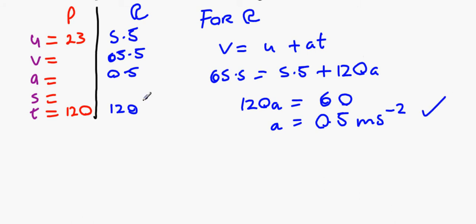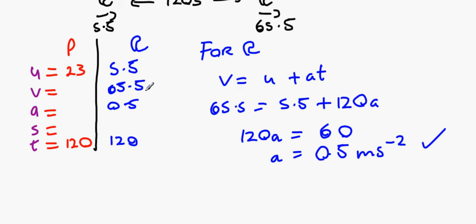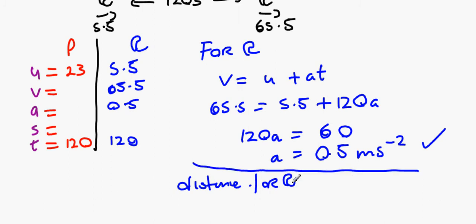If we need more information about P, the only shared variable is S, because remember, S is the same distance when P passes Q, and then when Q is passing P, their distances have to be the same. So they have the same distances, okay? So if we calculate the distance of Q, we in fact calculate the distance for P, okay? So we're going to use Q's information, distance for Q, okay?